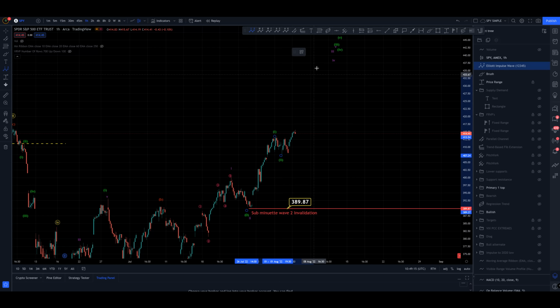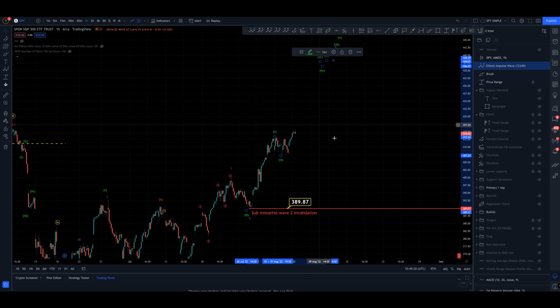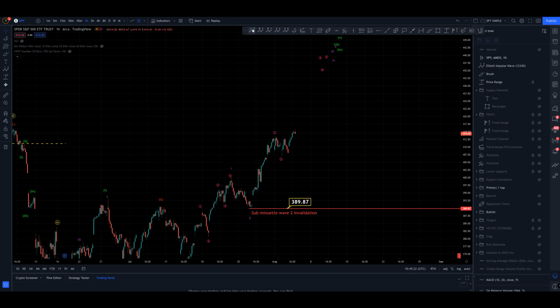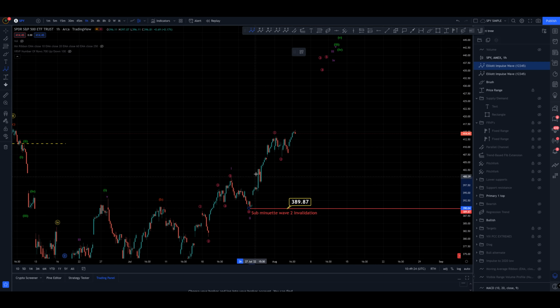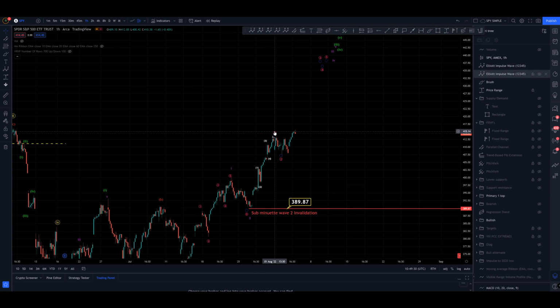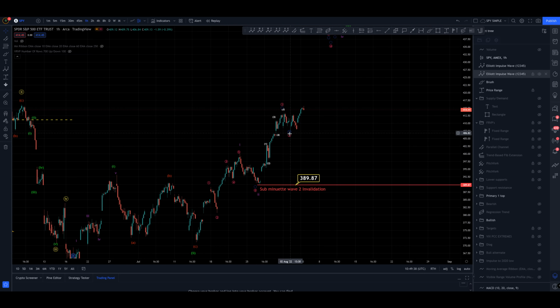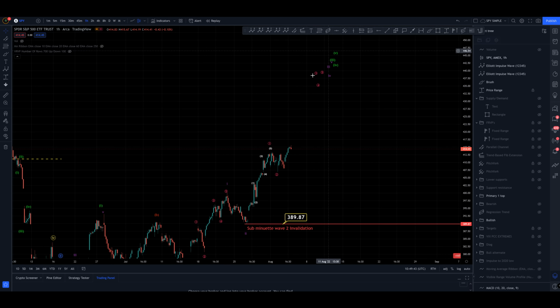So 1, 2, 3, 4, 5, and this now becomes micro degree. Inside of here we'll have 1, 2, 3, 4, 5 at submicro degree. And here we're building an extension off of the low. 1, 2, 1, 2, 1, 2. And this likely 1, 2 again. Off we go higher and higher and higher.